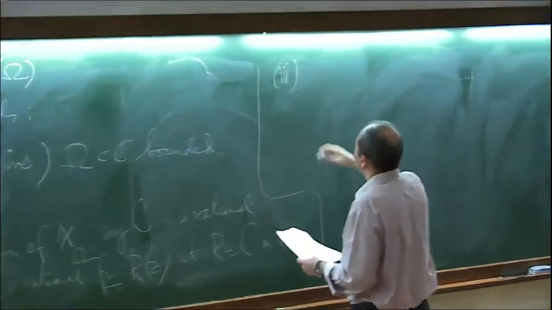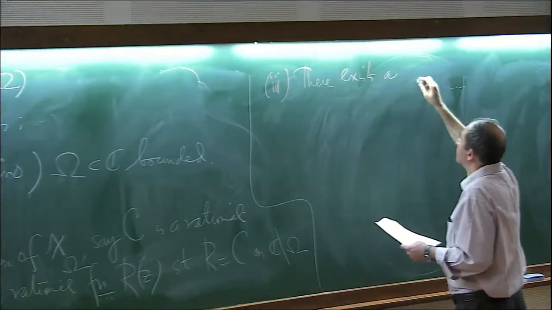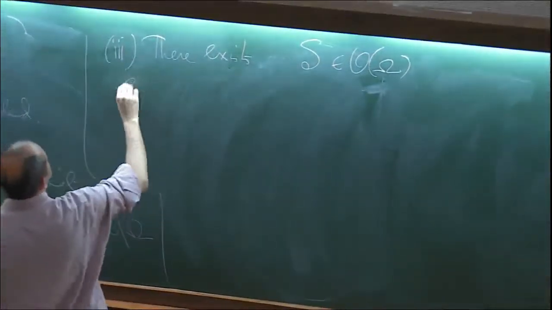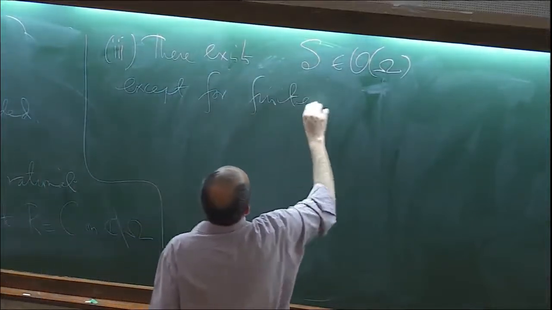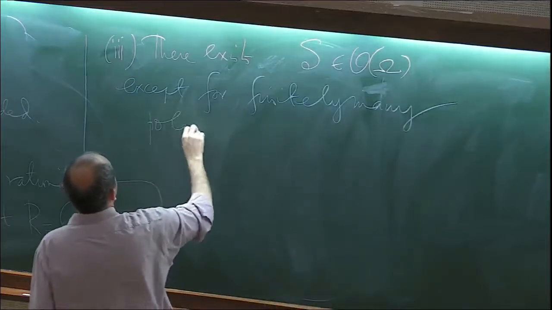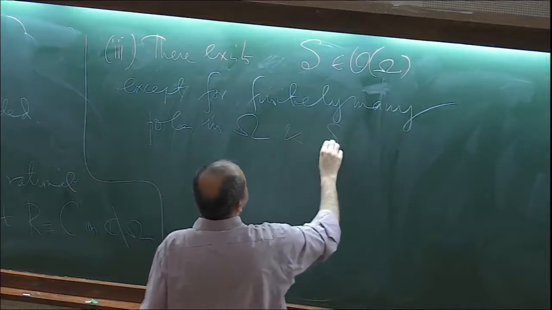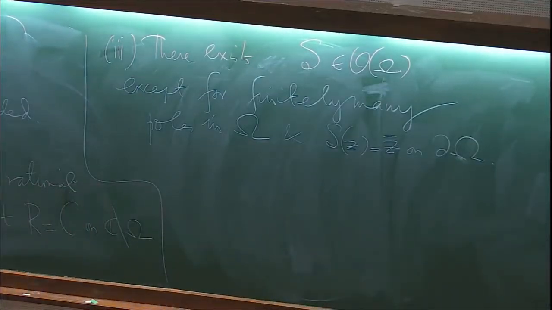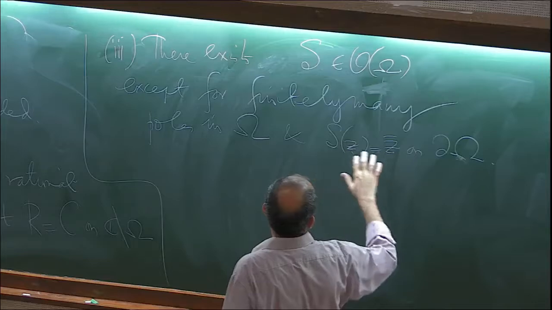Number three, there exists a function S which is holomorphic on the given domain, except for finitely many poles in omega, and S is equal to z bar on the boundary. So point number three is similar to our discussion of the Schwarz function, except that we have not made any assumptions on the smoothness of the boundary. Being a quadrature domain will force you to have a meromorphic function on the domain that's equal to z bar on the boundary.